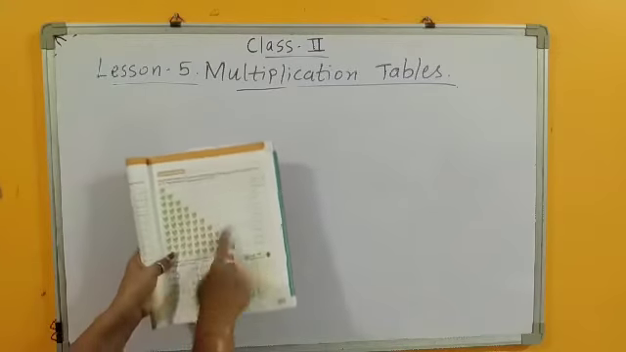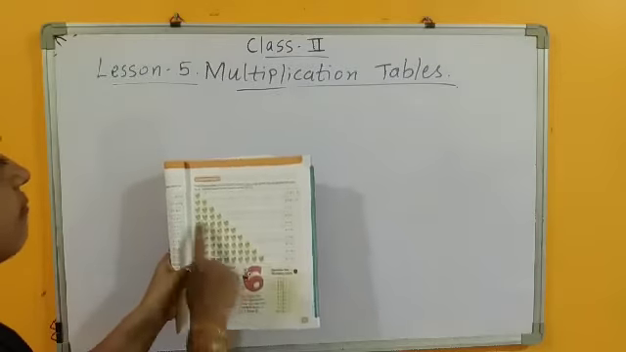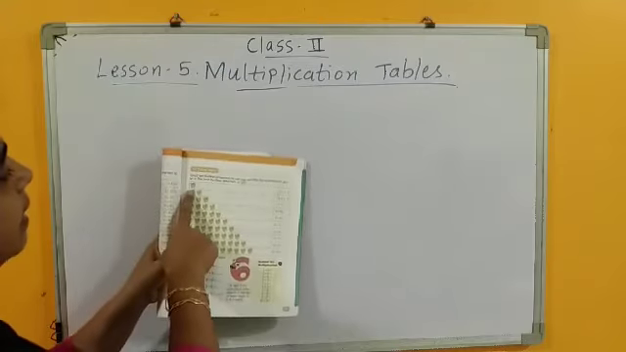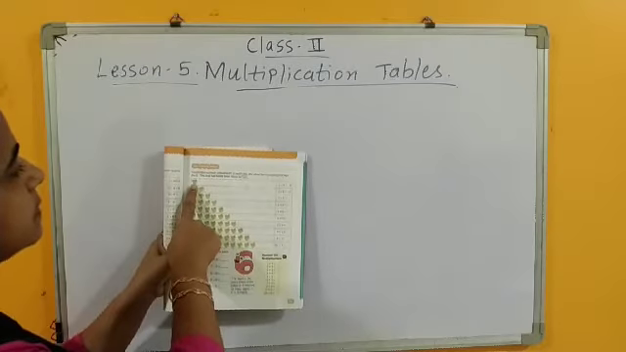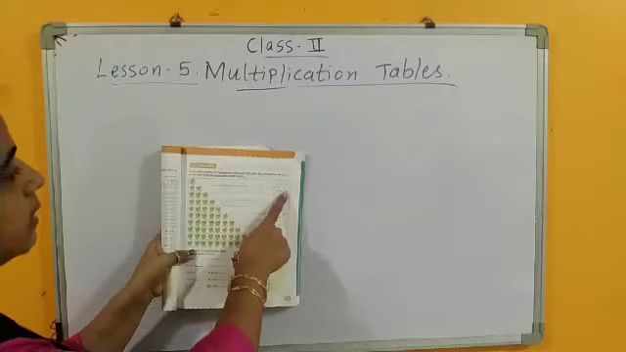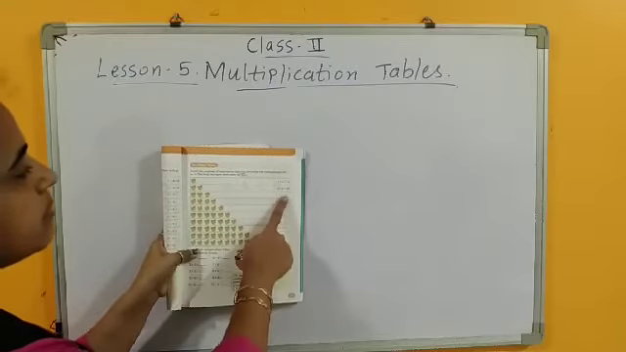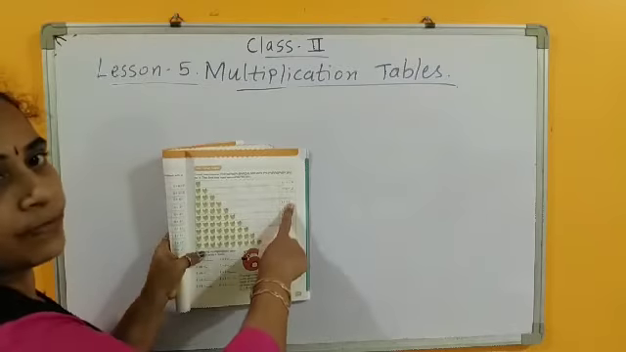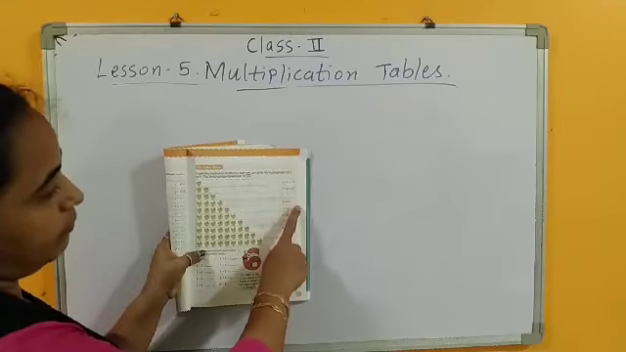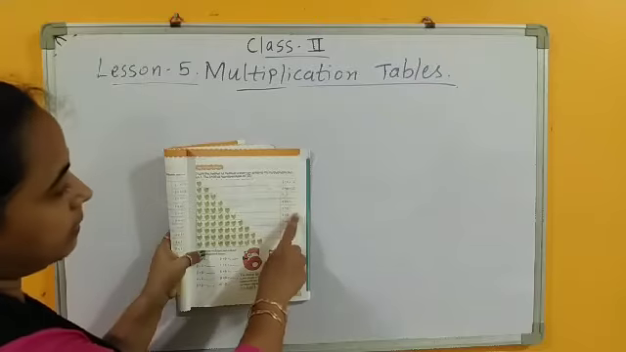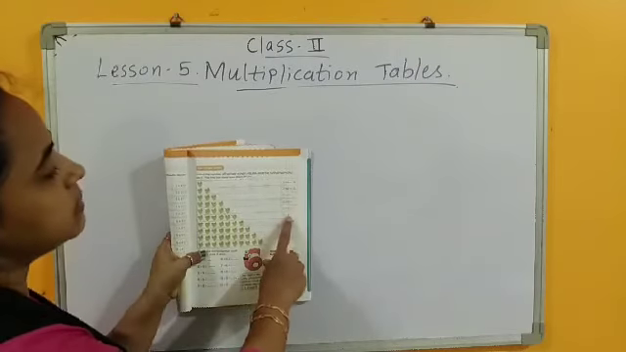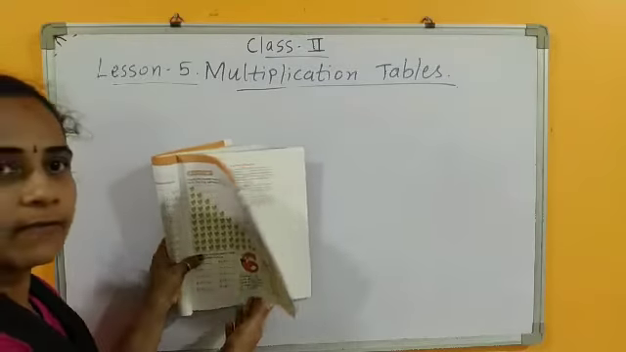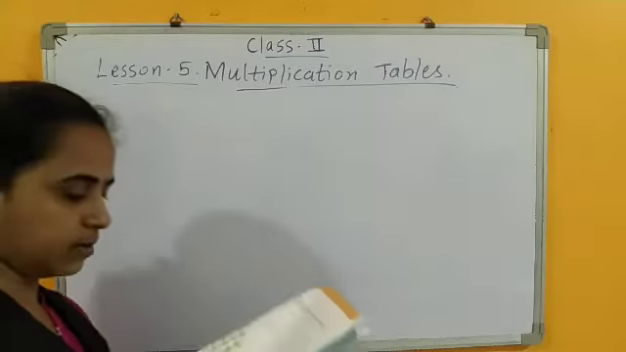Then next page 127, table of 6. Same way, here 6 bananas are given. 1 group, 6 bananas. 2 groups, 6 and 6 bananas are 12. 3 groups, so 12 plus 6 is 18. 18 plus 6 is 24. 24 plus 6 is 30. 30 plus 6 is 36. So 6 sixes are 36. So this is the table of 6. Complete this table of 6 also.